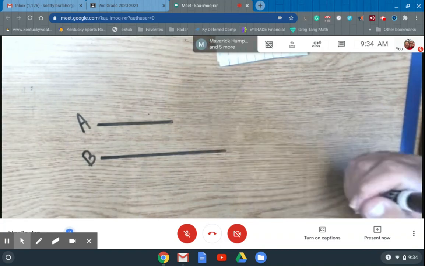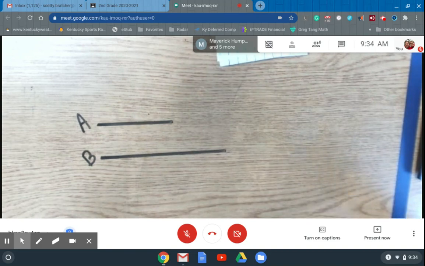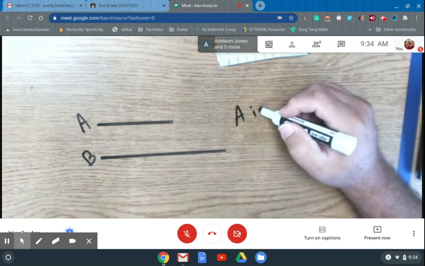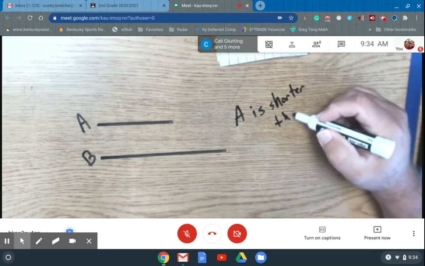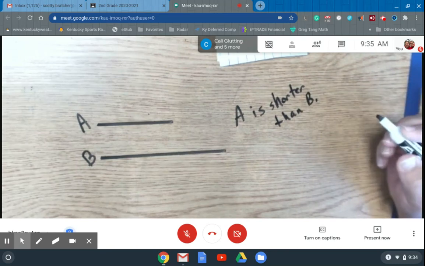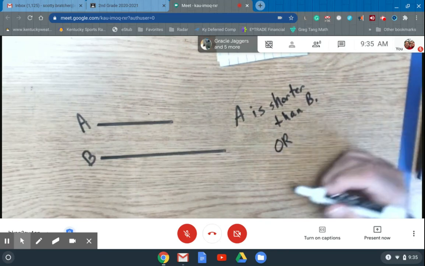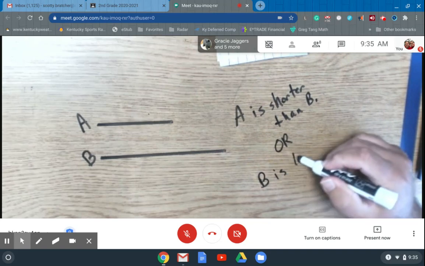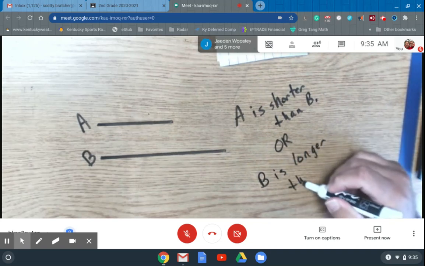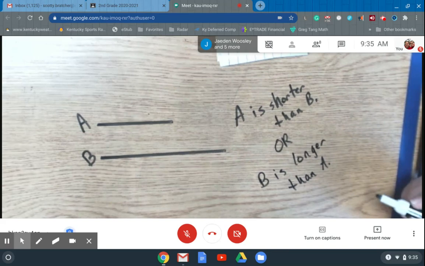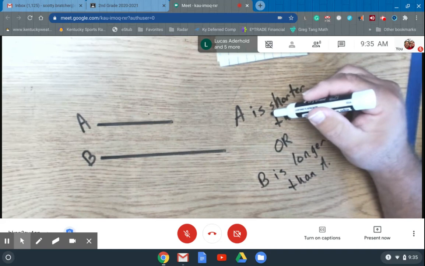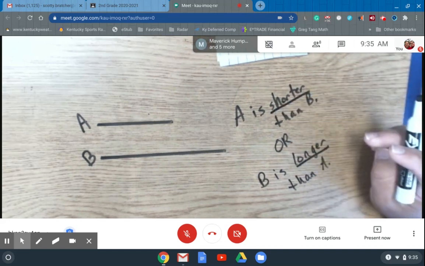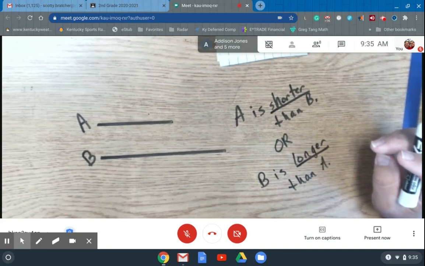All right. So, A is shorter than B. Okay? So I could say that A is shorter than B. Or I could say B is longer than A. Okay? So today we're going to talk about shorter and longer, and then we're going to do some measurements. And then we're going to find out how much shorter or how much longer something is.